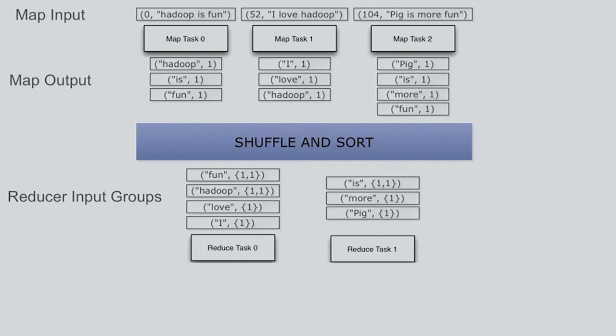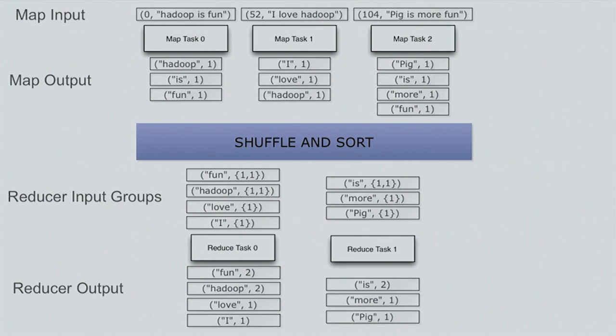So here we have fun, Hadoop, love, and I, and a list essentially of ones. This is the group that's created. This fun from here and this fun from here are going to go to this reduce task. There's no fun over here. So at that point, this reduce task gets this group, and it's going to go through that list and sum up all the numbers. So I have an output word of fun and then a number of 2. And all this output is then going to be written back to HDFS.